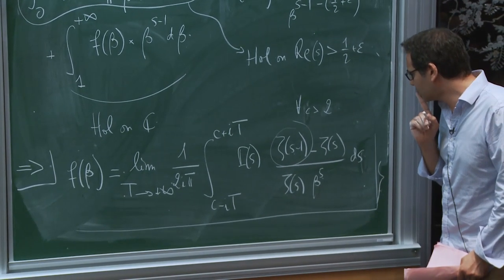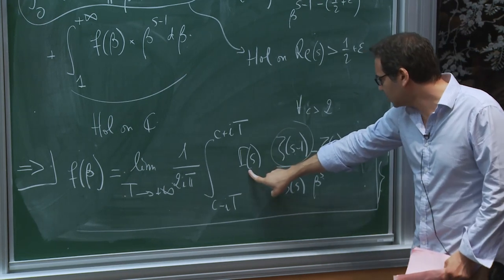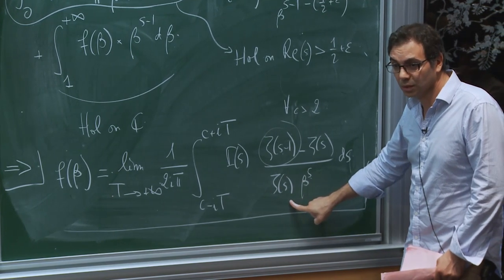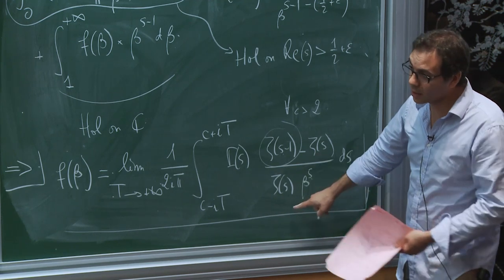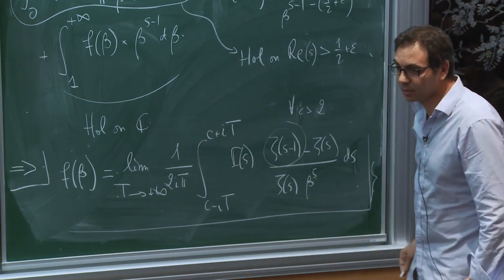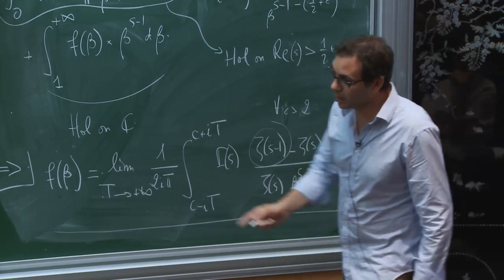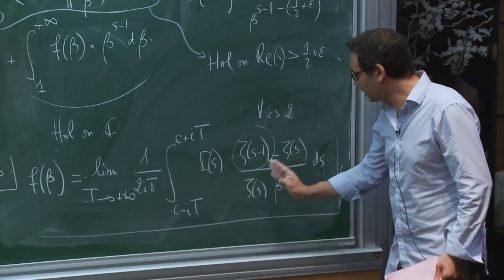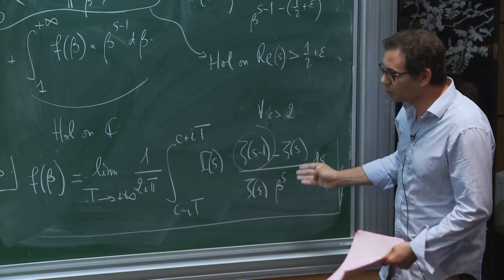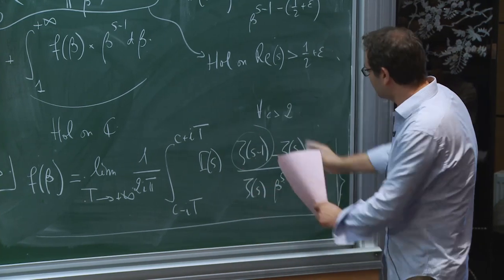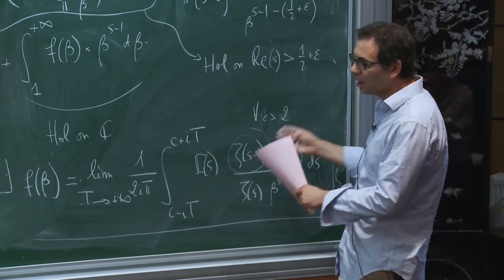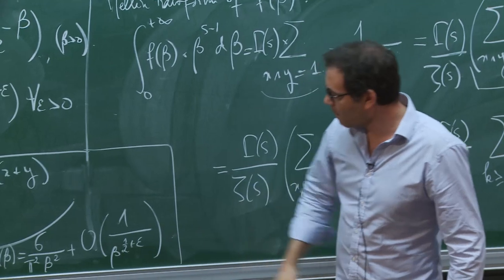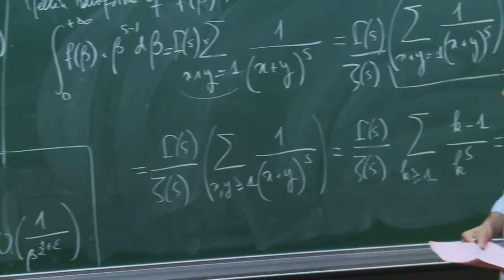It was the computation in the introduction. And the residue you see here is gamma of 2, which is 1, divided by zeta of 2, which is pi squared divided by 6. So you get back the result. And if you don't have any zero in some strip, then you will see that the term after will be O of 1 divided by this.